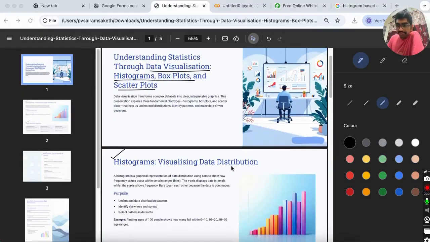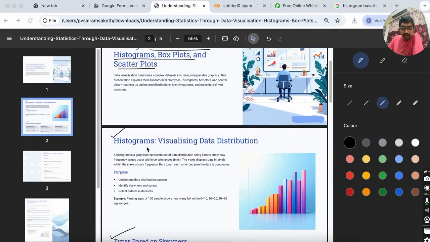Just now we studied the concept of histogram. So now we will go through the notes. When I say histogram, it is the graphical representation of data distribution using bars to show how frequently a value occurs within certain ranges. Just now we saw what the bin value is and how the bins are calculated. X represents the data intervals, and Y represents the frequency, meaning the count of that particular range. Because the data is continuous, here always the data is continuous.